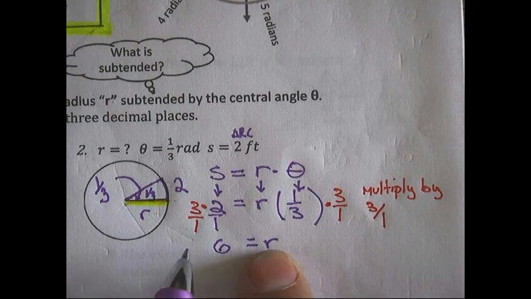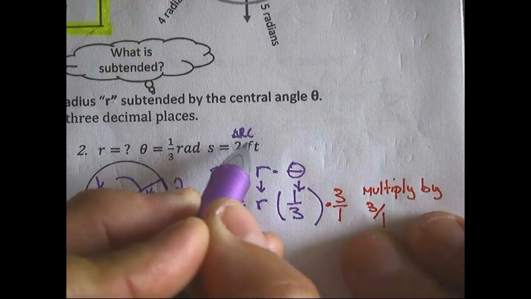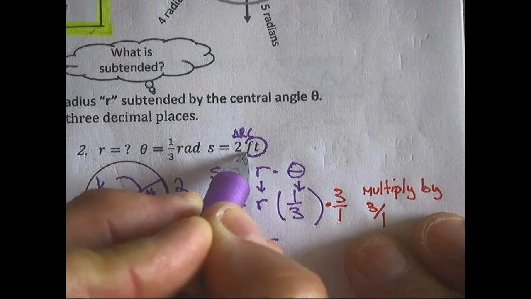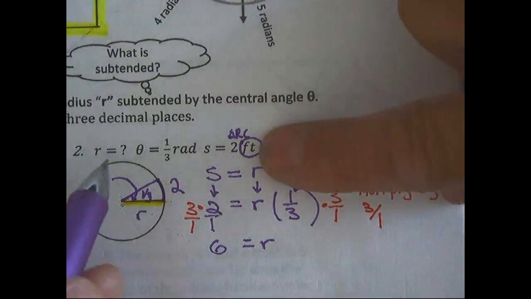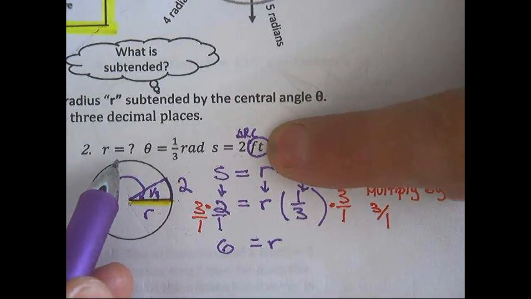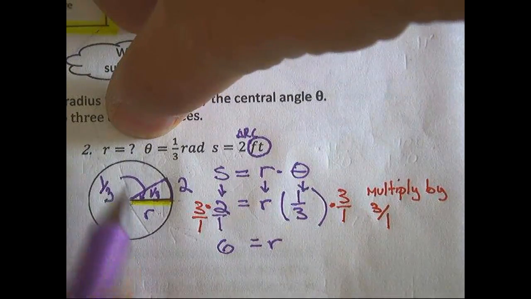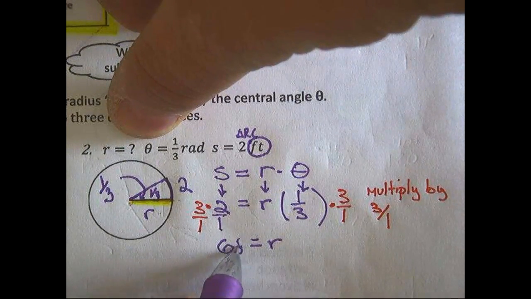Okay, this is a length, so remember, these two labels are always going to be the same. Whatever the label is on arc length, that's the label on the radius. So this is 6 feet.